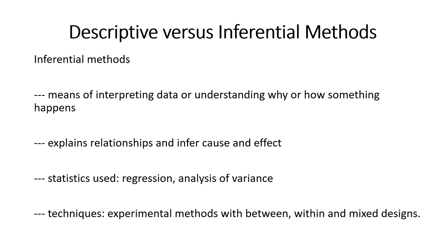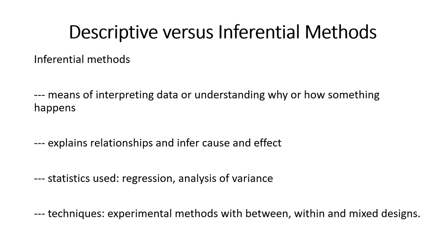Inferential methods try to explain relationships in terms of cause and effect, as in, if I give tactile feedback, people will perform better, but if I do not give tactile feedback, people will perform worse. If I give auditory feedback, people will perform worse, but if I do not give auditory feedback, people will perform normally. And then comparing the three groups together, we say that the best is the tactile feedback, the worst is auditory feedback, and no feedback is still good.